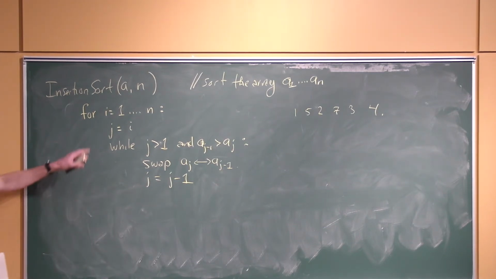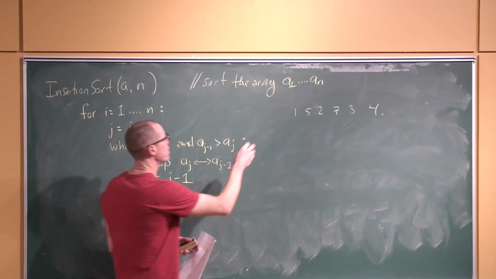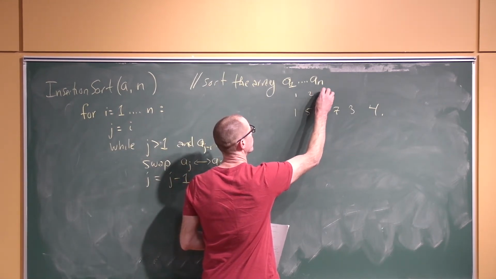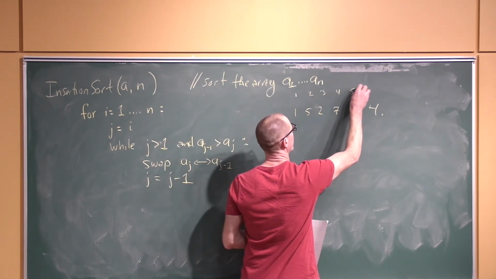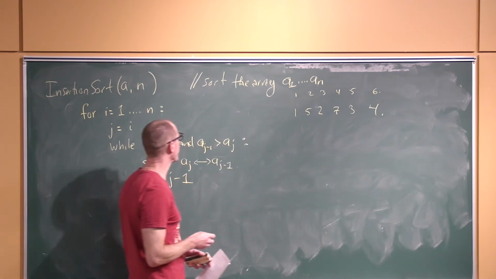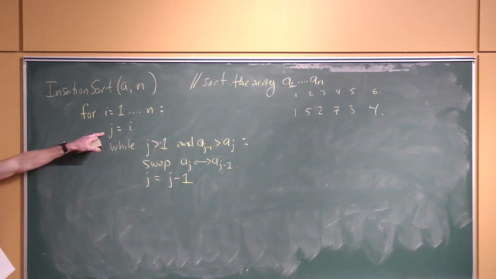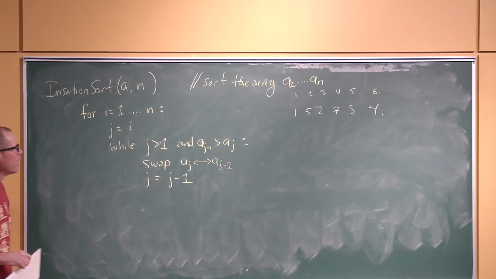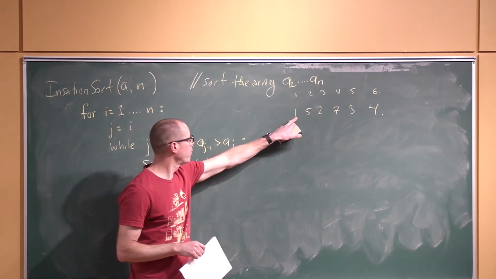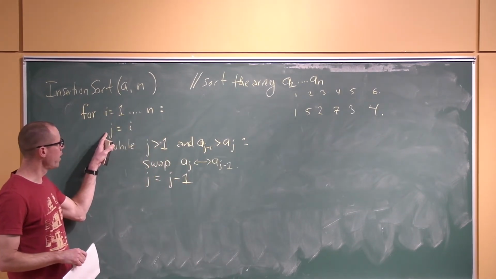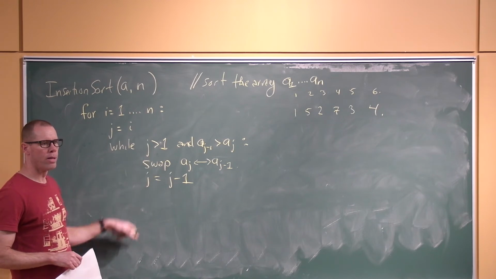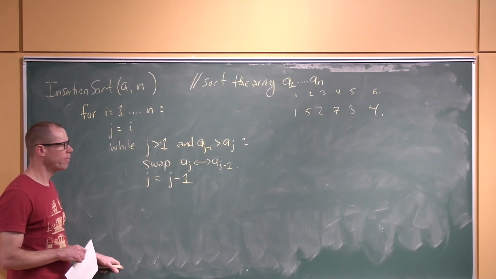So it starts counting i equals 1 to n. So that's the array indices 1, 2, 3, 4, 5, 6. First time through, nothing terribly exciting happens. i equals 1, then j equals 1, but j is not bigger than 1, so the while loop doesn't execute.